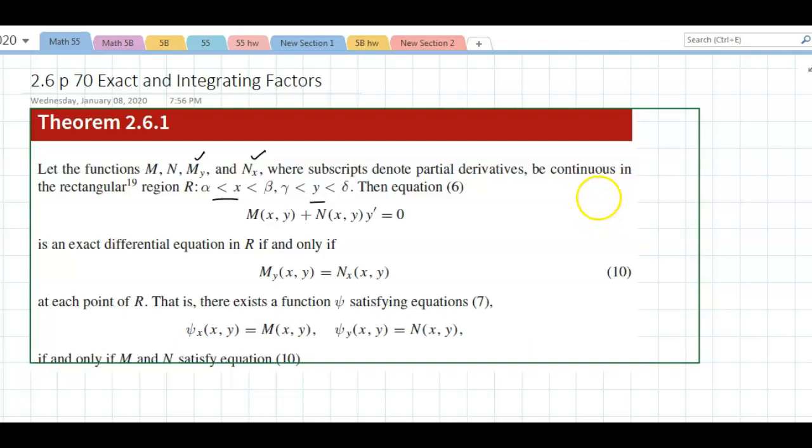So here we're talking about x being between some alpha and beta, and y being between some gamma and delta. So we're really talking about, if you could picture, something like that. Alright, and this is the equation right there.